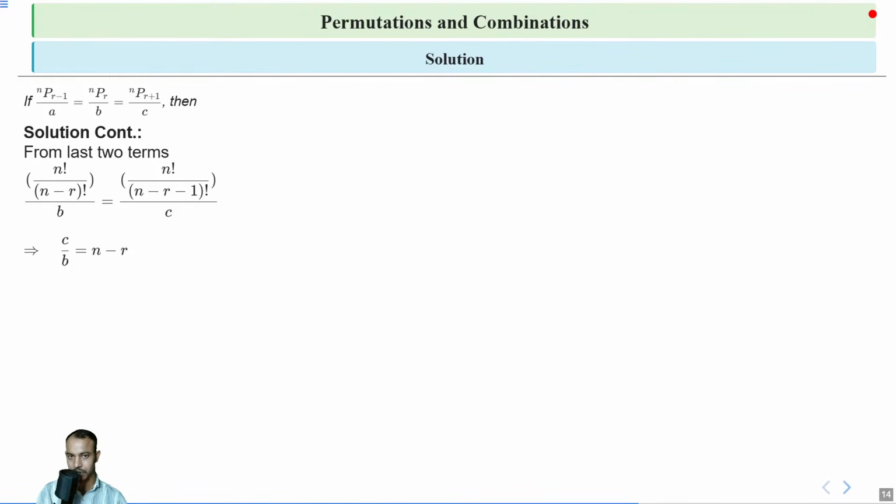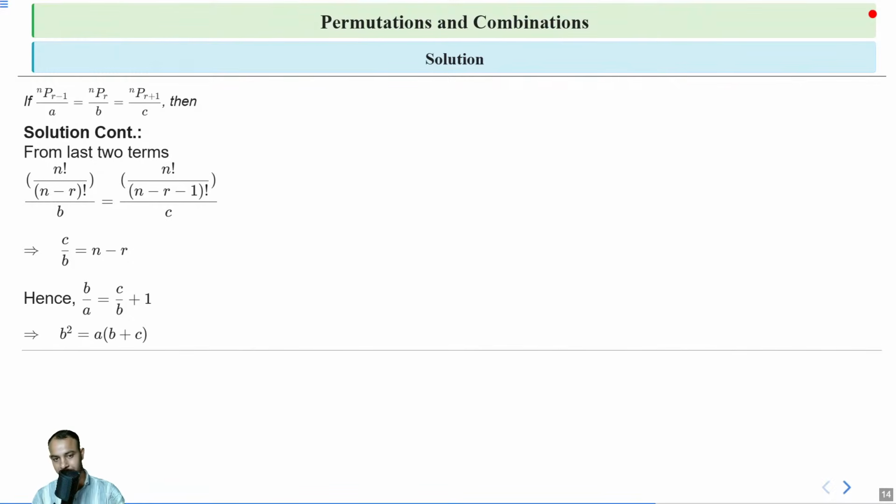Note this equation also. Now by comparing both equations, you will get B upon A equals C upon B plus 1. Okay, now let's simplify it. If you simplify it, then you will get B squared equals A times (B plus C). Okay, this is the final answer. So you can understand it, a very simple solution.